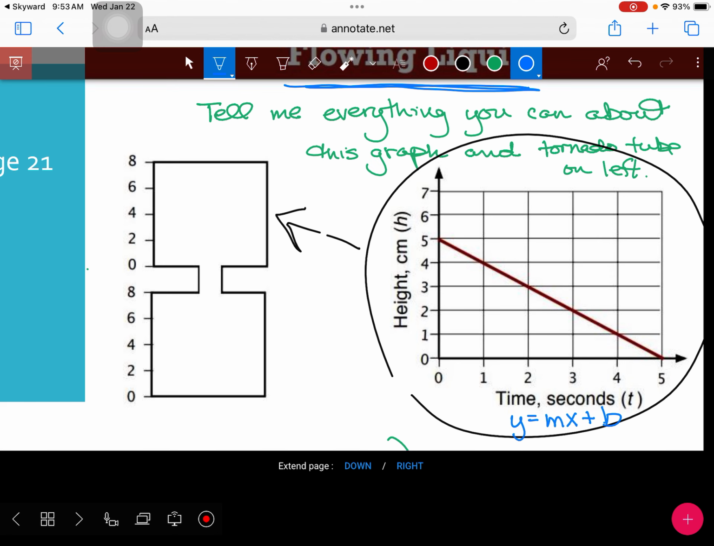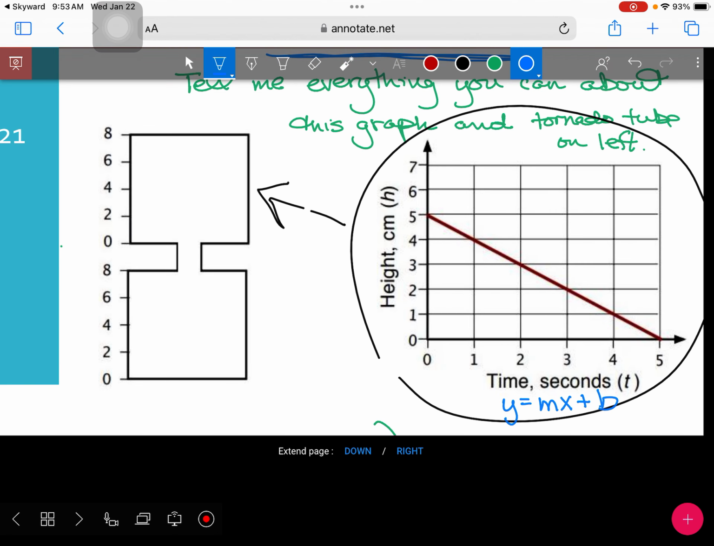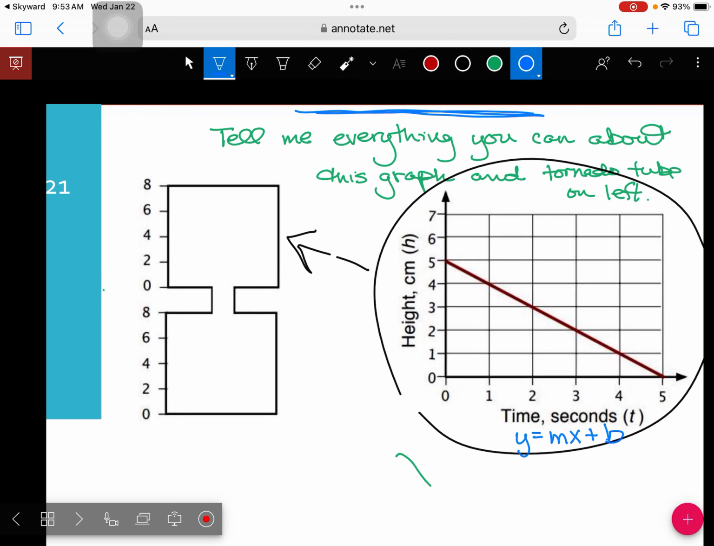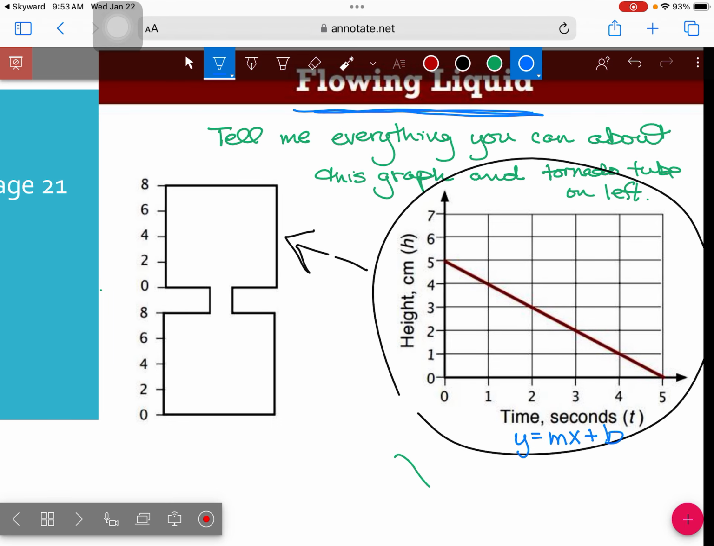Can you give me any parts of that equation? B. What is B? 5. How do you know that? The y-intercept. Yes, this right here is the y-intercept.